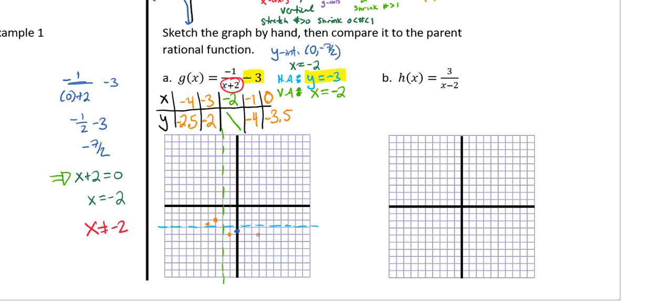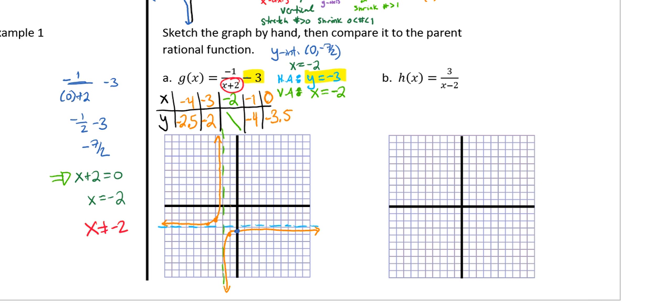And we have 0, -3/2, which was our y-intercept. And so now we're supposed to use smooth curves. So I know I'm supposed to go close to my asymptotes but not to touch them, and that helps me with my shape. And I know I'm curving here because of the parent function. And I'm now done sketching this.